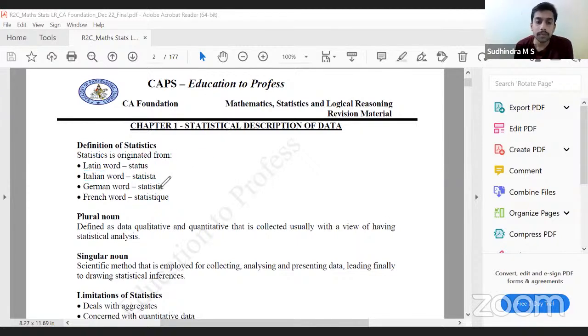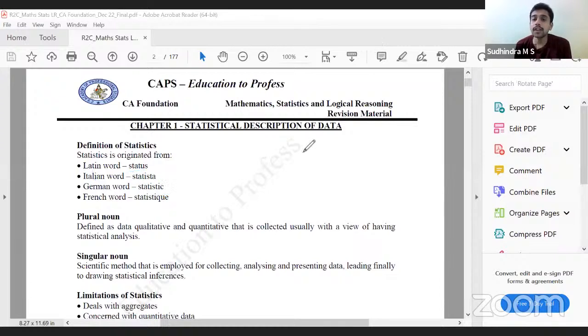So how to remember? Now, Latin and Italian, we have to remember. Latin is status, Italian is statista. German, it is not C, it is K: statistik, the German word, ending with K. And French, ending with QUE, statistique. That's the difference. So this is how we have to use some techniques to remember.